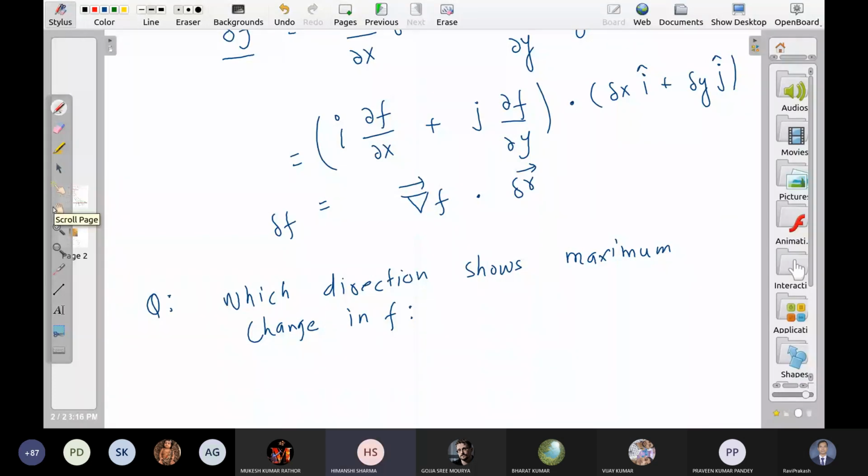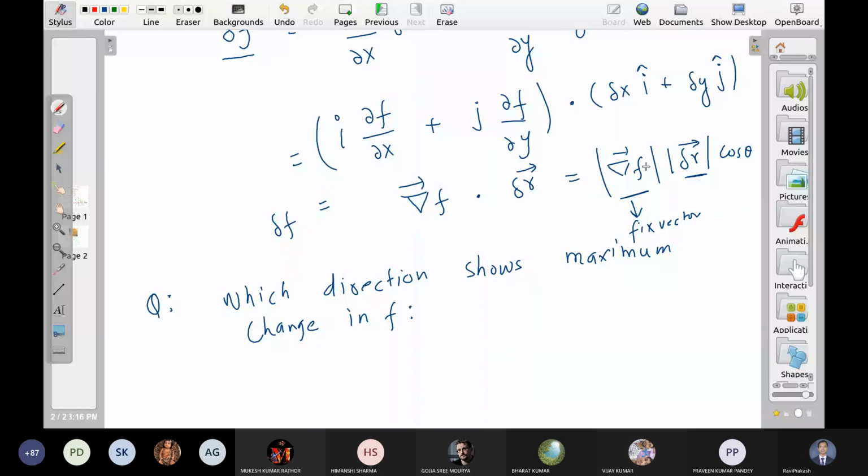In the dot product, this is actually equal to del f mod delta r mod times cos theta. Theta is the angle between these two. See, this is a fixed vector, right? Because it all depends on the function. This is the direction chosen by you. Now, if both the directions are the same, theta is 0 and delta f is maximum.